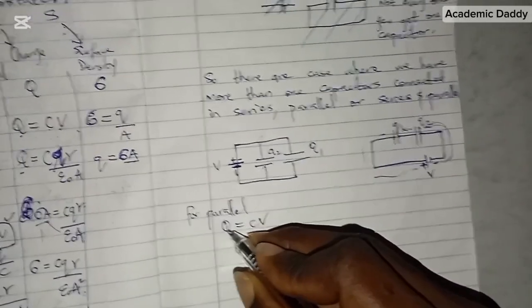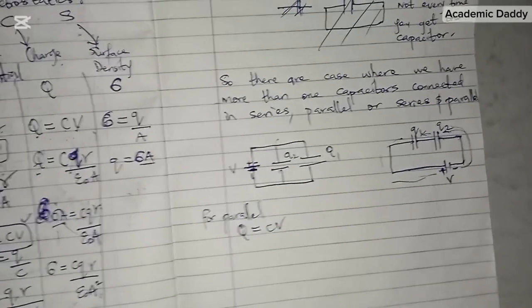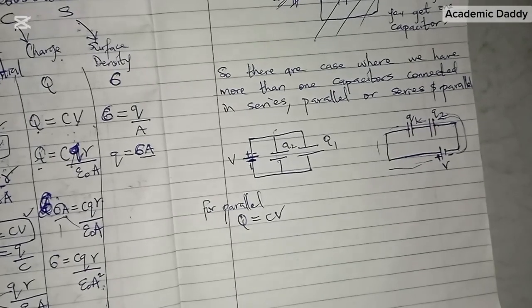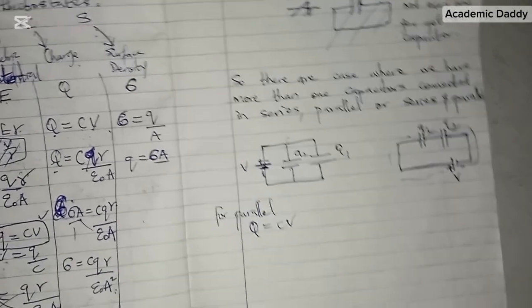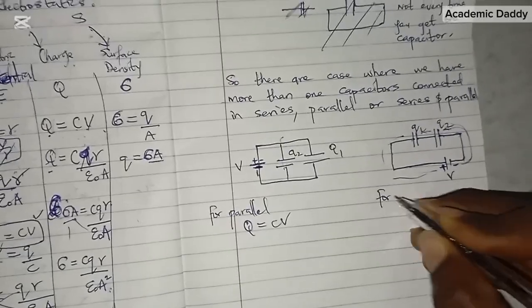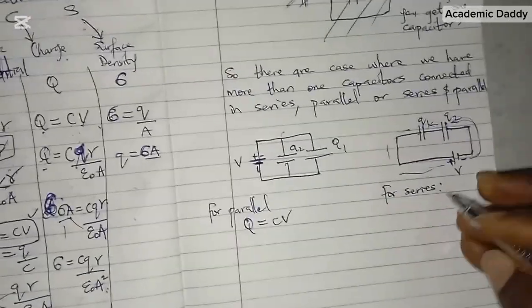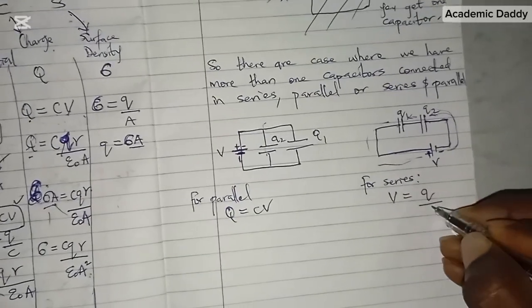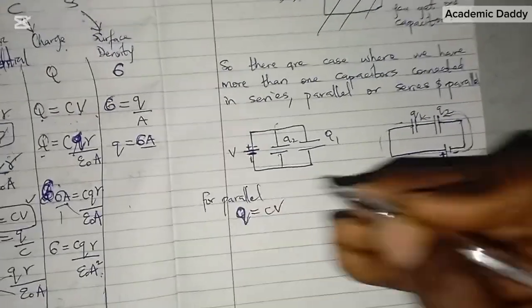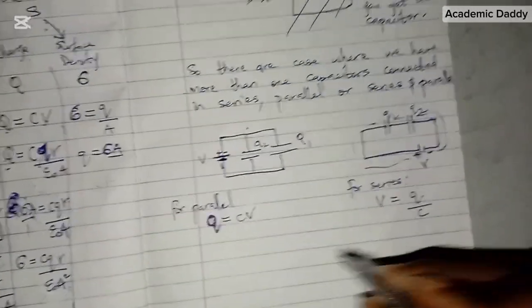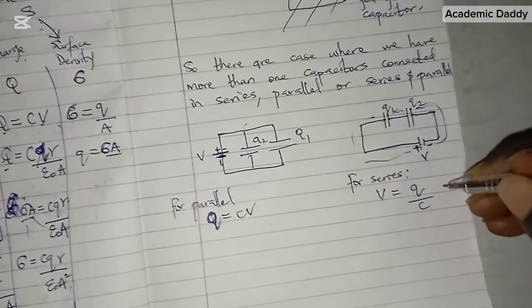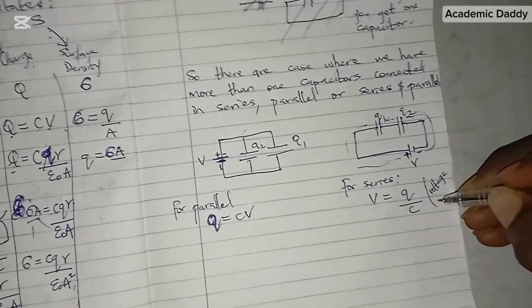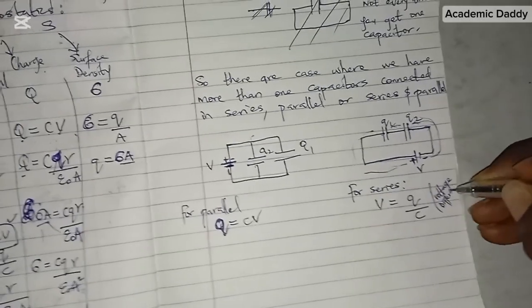So you say, when I'm doing for parallel, I will find charge. The charges are different. You need to know that. But when I'm doing for series, I'll find voltage, and making voltage the subject of the formula, you have V equals Q over C. I use this small q, Q over C. So what you say here is, I'll find voltage. That's why I made voltage the subject of the formula. Voltage is different.